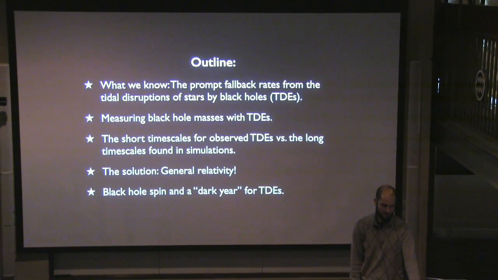I'll then talk about how in hydrosimulations, you find that it's not so simple, that it can be hard to take the material that's ripped from the star, circularize it quickly, and convert it into light that you can observe. I'll propose that the solution to this is general relativity. And I'll talk about how adding spin to that picture introduces a dark year for tidal disruption events, and I'll explain what that is shortly.